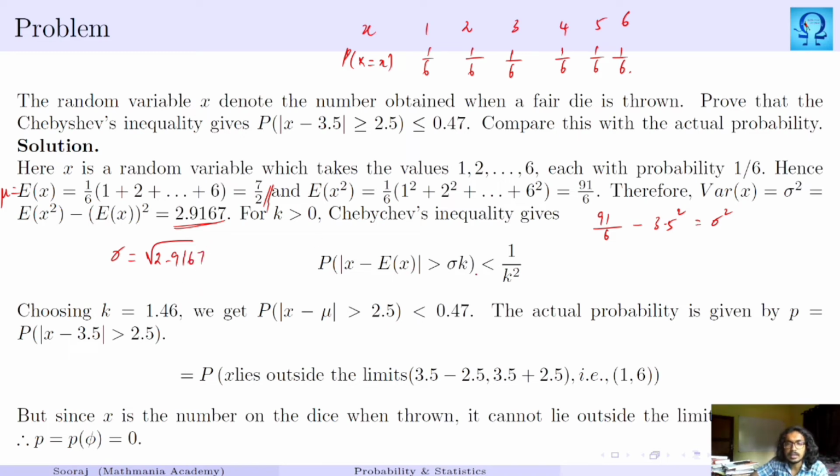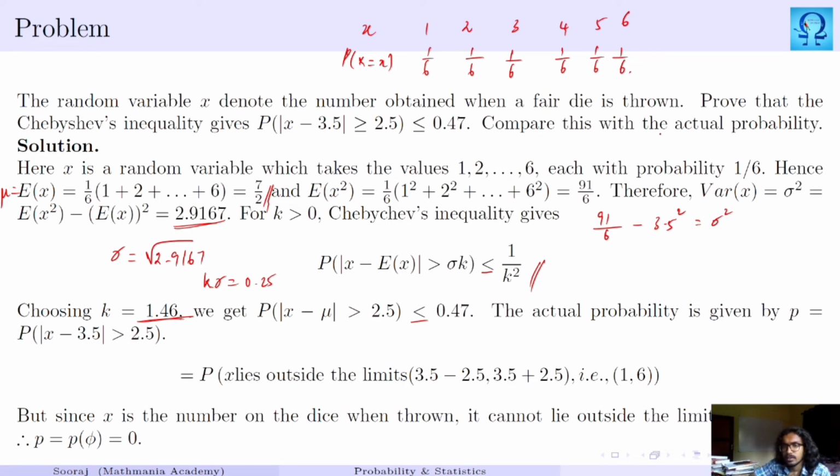Now this is what the Chebyshev inequality tells us. Now to evaluate what is this k, here we are asked to prove this quantity. So you just expect k sigma equals 2.5. You know the value of sigma, so you can very well calculate the value of k, which turns out to be 1.46. And notice k is bigger than 1 now. So this gives us this quantity. So this 0.47 is 1 upon 1.46 square.